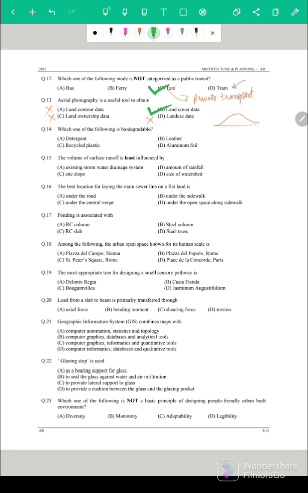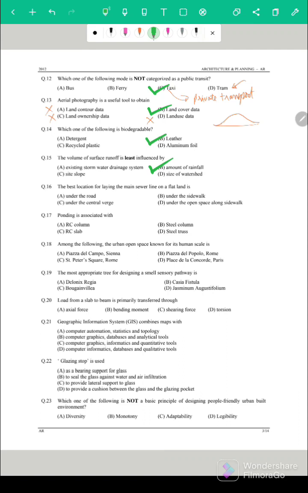The next question is, which one of the following is biodegradable? So the correct answer of this question is option number B, leather, which is generally obtained from animals and their skins. And other than this, the rest three options given here are not biodegradable. Next question is, the volume of surface runoff is least influenced by. So it is least influenced by option number B, amount of rainfall.